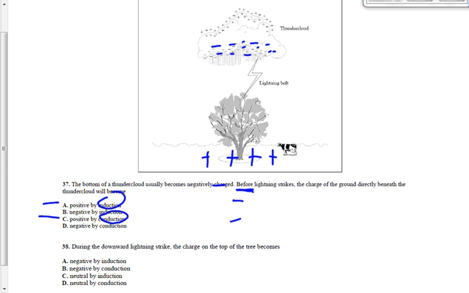That's induction. Anybody want to volunteer why they said conduction? Any of the 21% of you that got that wrong? No? All right.